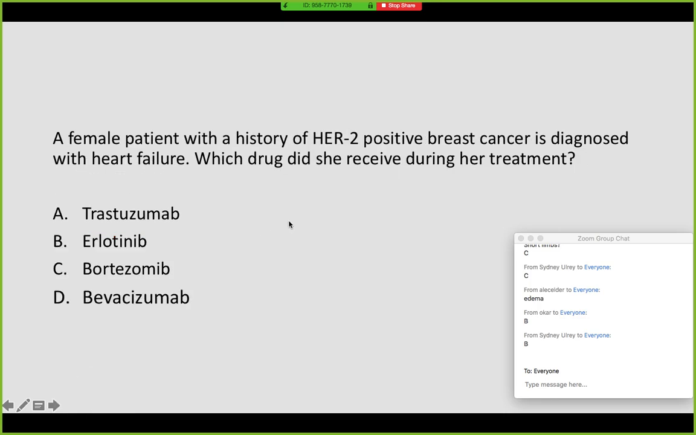Okay. A female patient with a history of HER2-positive breast cancer is diagnosed with heart failure. Which drug did she receive during her treatment? Right, great. So trastuzumab. We can put a 2 there to help you remember it. Yeah, I definitely remember this one being on the exam last year. Of course, she could change the questions, but if it helps.